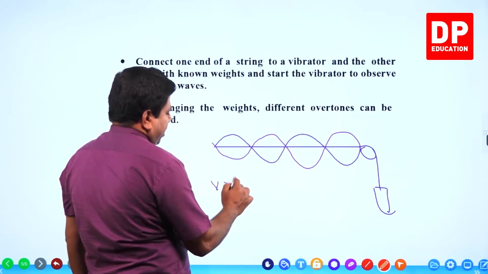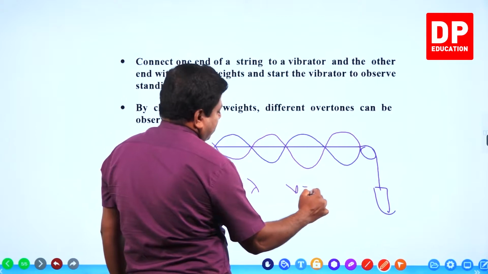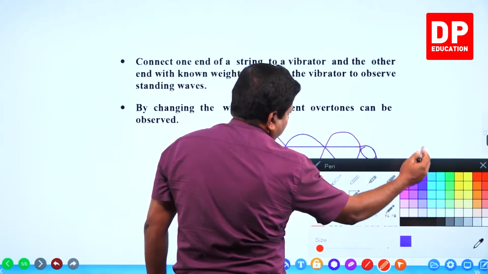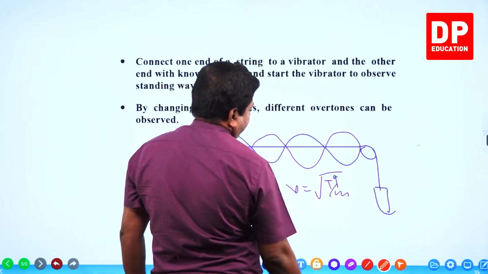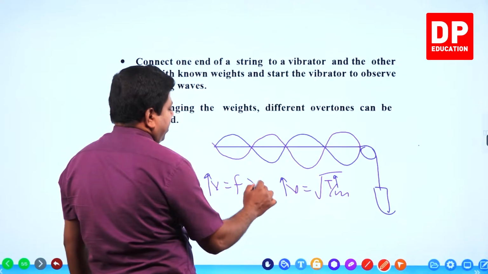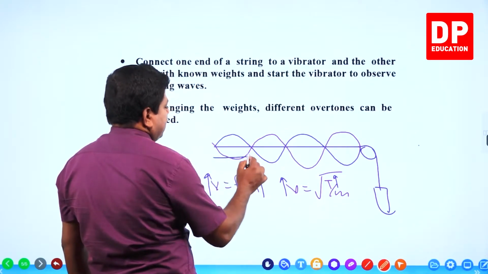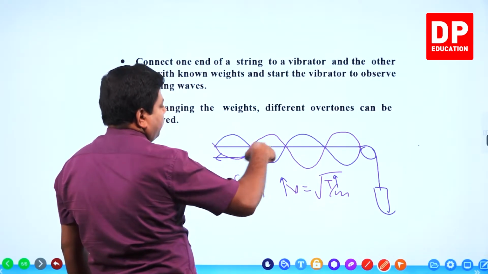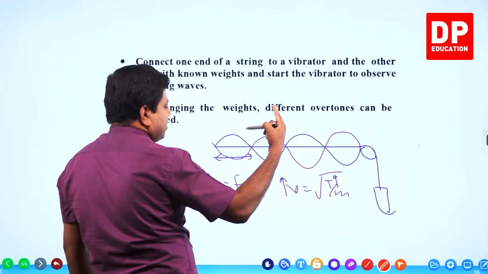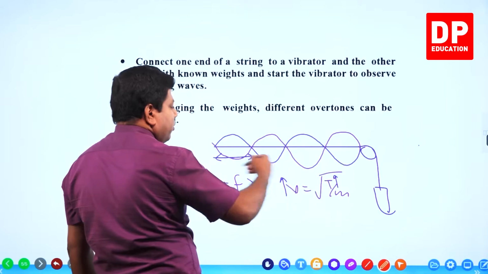V equals f lambda. In the meantime, V equals square root of T over mu. Now what do we do? Increase T, then V will increase. When V increases, lambda has to increase. Lambda means this gap. So now you see 4 notes here. When T is increased, at some point you won't see 4 notes, you will see 3 notes.